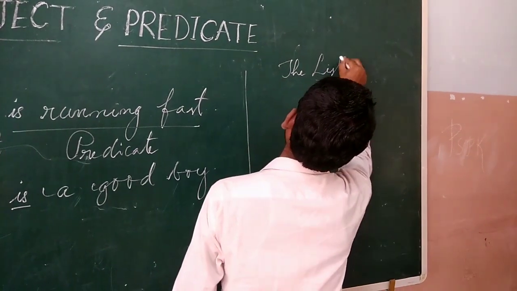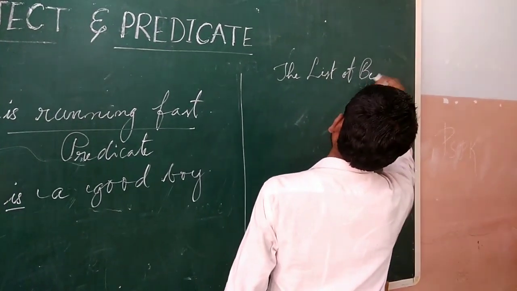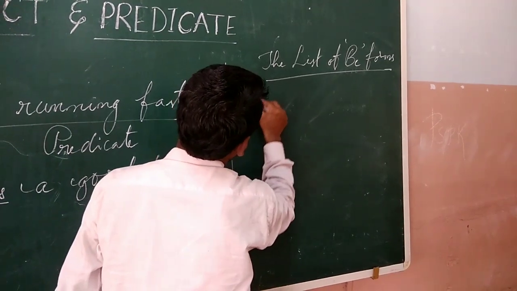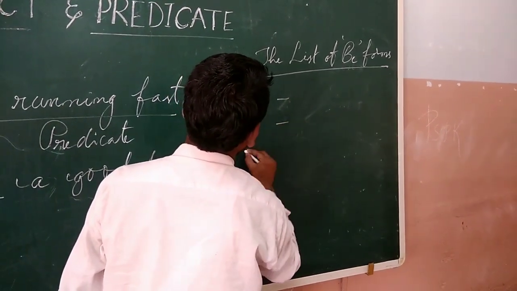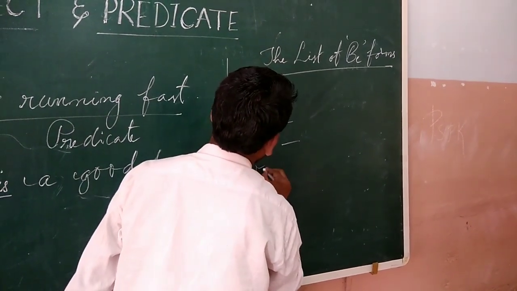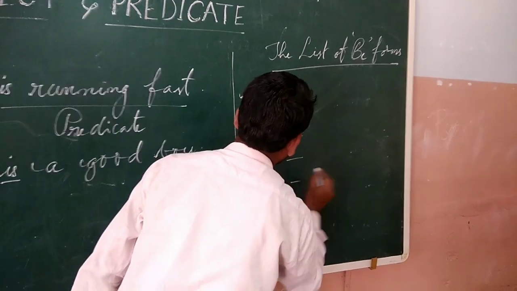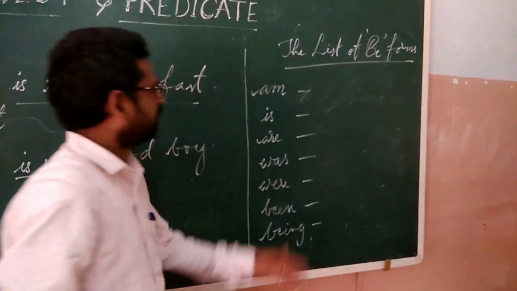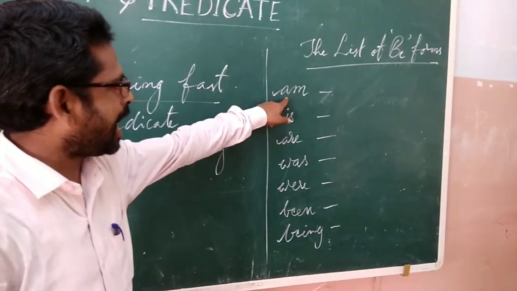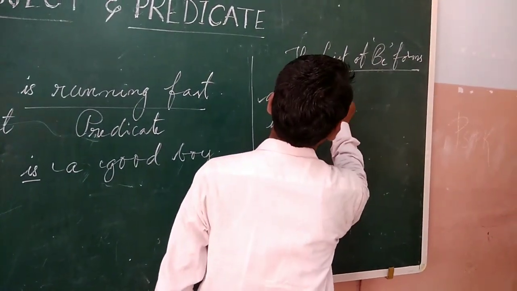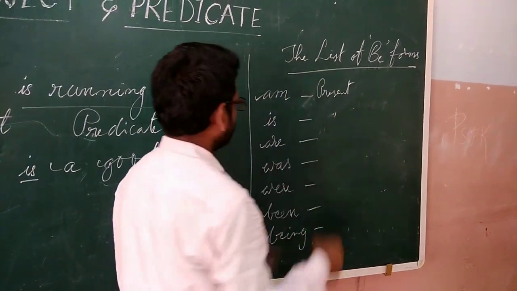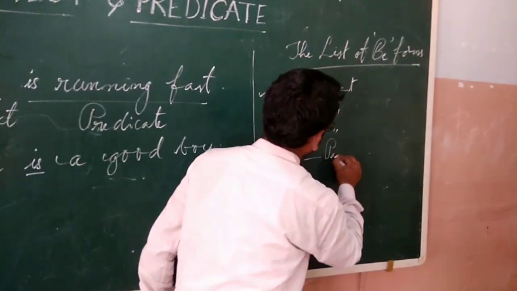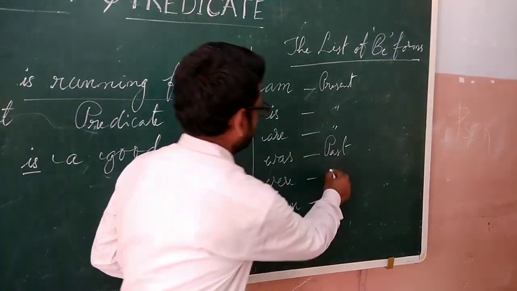I'll give you the list of be forms here. Am, is, are, was, were, been, and be. This is the list of be forms. Am is present tense. Is also is present tense. Are also is present tense. Was is past tense and were is past tense.